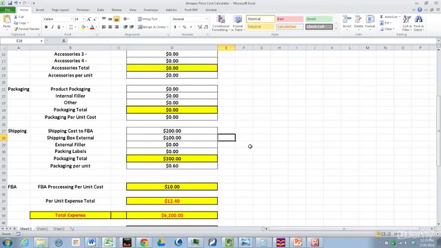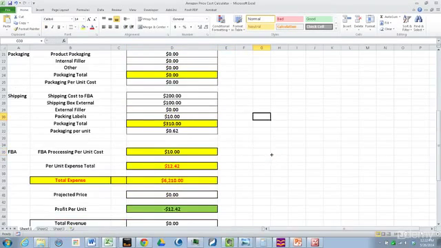I'll probably use a moving box, like a box they use to move stuff, that protects what's inside so it doesn't get broken on the way to Amazon. External filler usually comes with it if you go to a moving company to get the box and inserts. Packaging labels you'll probably need, so let's say that's $10 to put the labels and things on there. Again, I'm using general numbers. But when you look at the packaging per unit, you're talking about 62 cents. Let's say the $310 is going to be my cost to ship it to Amazon.